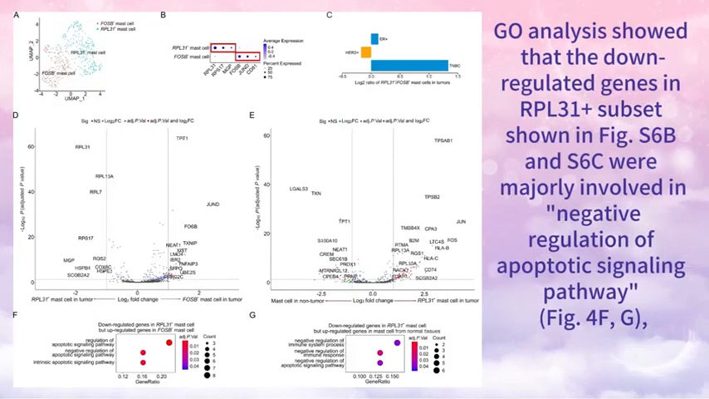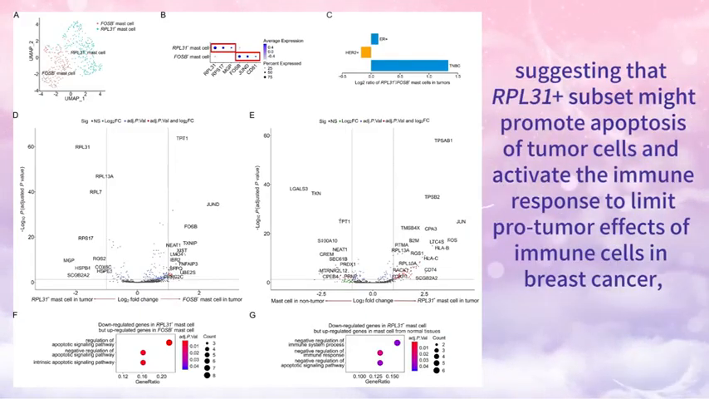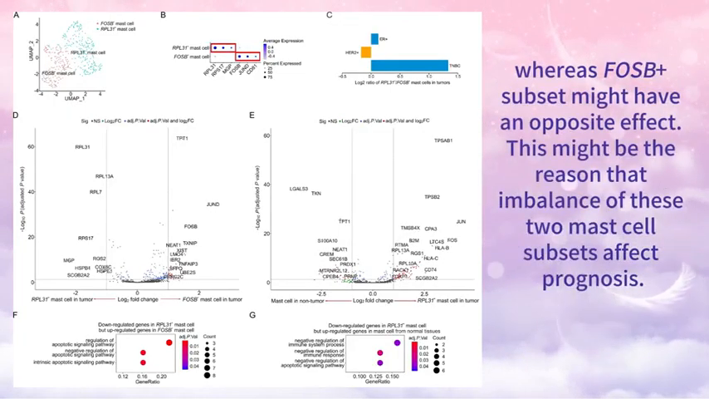GO analysis showed that the down-regulated genes in the RPL31 plus subset shown in Fig. S6b and S6c were majorly involved in negative regulation of the apoptotic signaling pathway, suggesting that the RPL31 plus subset might promote apoptosis of tumor cells and activate the immune response to limit pro-tumor effects of immune cells in breast cancer, whereas the FOSB plus subset might have an opposite effect. This might be the reason that imbalance of these two mast cell subsets affects prognosis.